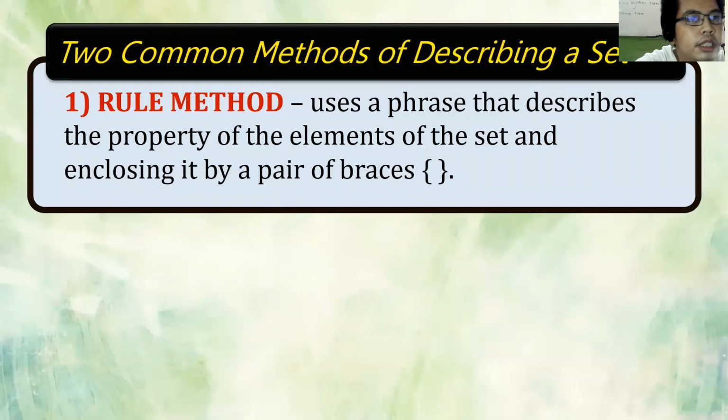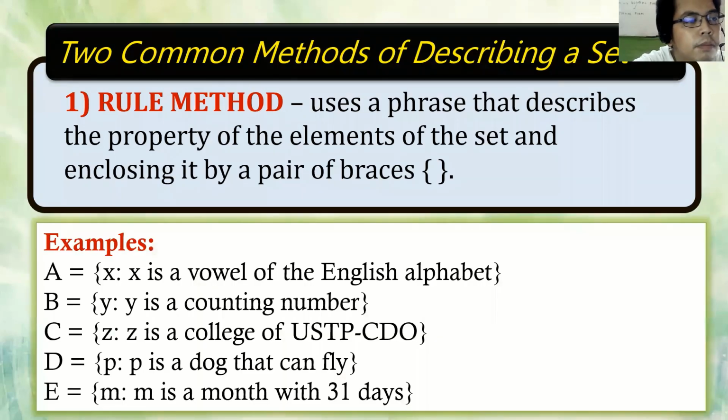So there are 2 common methods in describing a set. We have the rule method. It uses a phrase that describes a property of the set, enclosed by a pair of braces. Rule method examples: we could say the set X where X is a vowel of the English alphabet, or a set Y where Y is a counting number, or a set C such that Z is a college of USDP CDO, and so on.